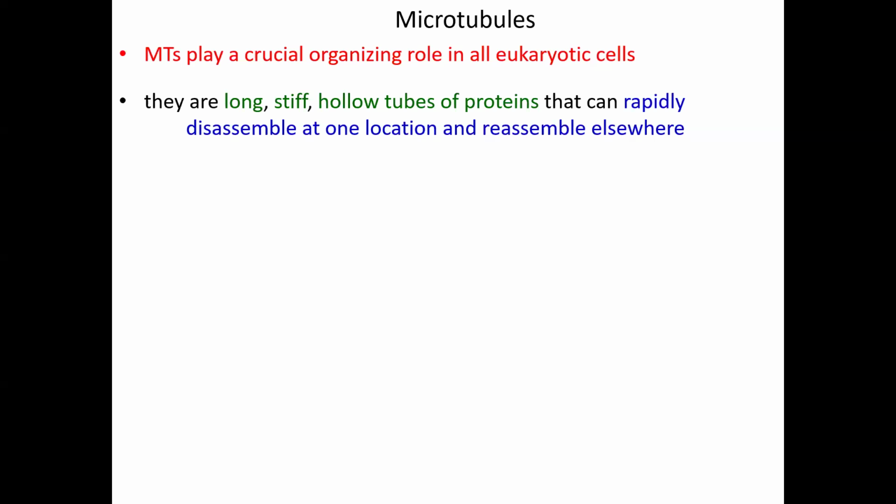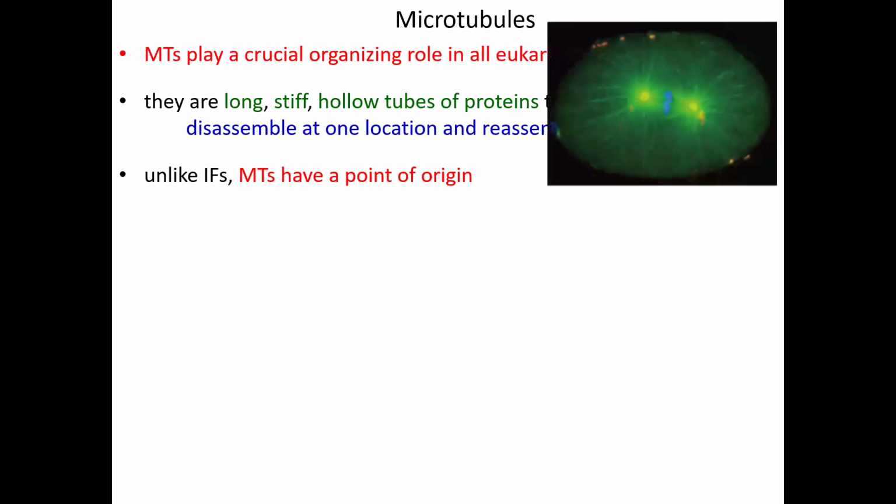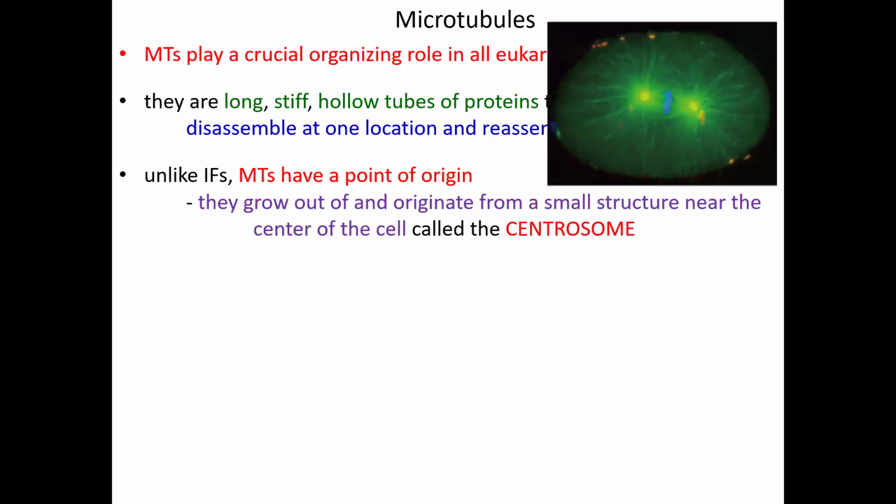Unlike intermediate filaments that are fairly static once they're made, except for the nuclear lamins, remember the nuclear lamins are the exception, microtubules are highly dynamic. They rapidly disassemble at one location, they reassemble at another location. Also, unlike intermediate filaments that just kind of self-assemble, microtubules require a point of origin. They have to be made at a starting point. And the starting point for all microtubules is the centrosome.